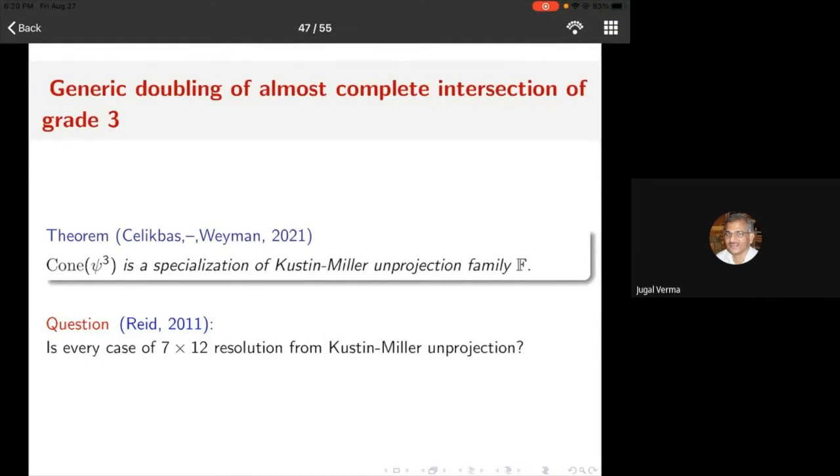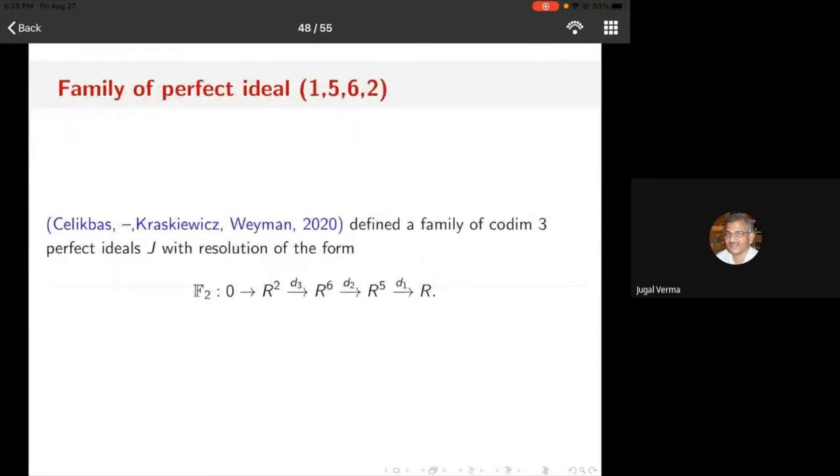So we answer this question using the resolution of a grade 3 perfect ideal. This is my joint work with Saliksbas, Kreskevich, and Weiman. We define a new family of grade 3 perfect ideals with 5 generators of type 2. This family is associated with a Dynkin format E6, like the almost complete intersection. In that case, it is associated with a Dynkin format Dn plus 3. Here, this family is associated with Dynkin type E6.